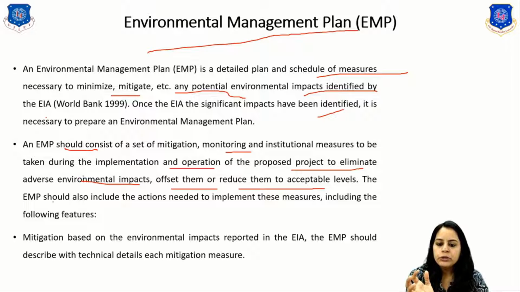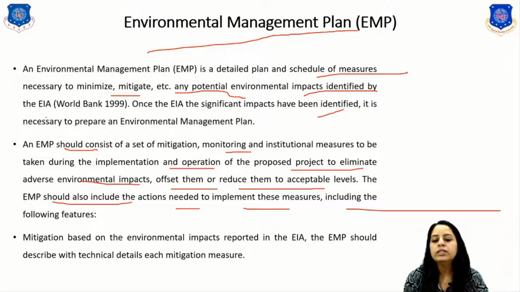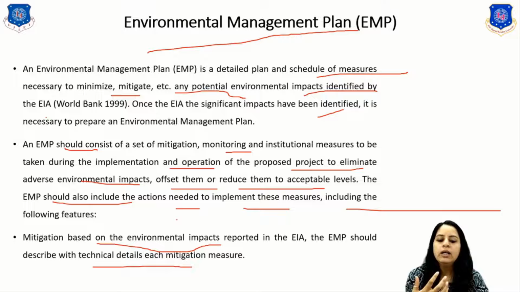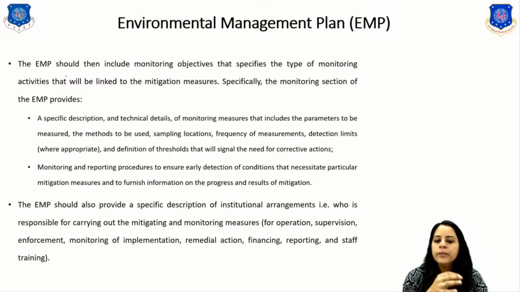The EMP should also include the actions needed to implement these measures, including the following features. The first is mitigation: based on the environmental impacts reported in the EIA, the EMP should describe each mitigation measure with technical detail. The EMP should then include the monitoring objectives that specify the type of monitoring activities that will be linked to the mitigation measures.